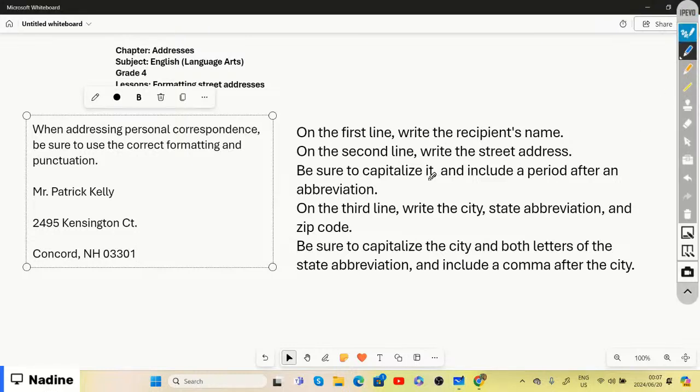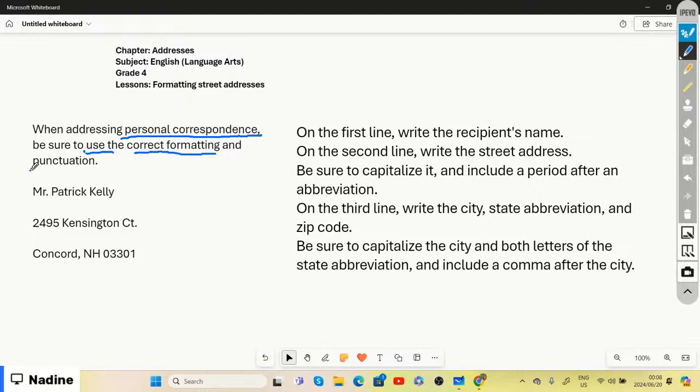All right, so it says when addressing personal correspondence, which means a correspondence between you and another person, like communication in the form of sending letters, then you need to be sure to use the correct formatting as well as the punctuation when it comes to writing a letter, right? And specifically when it comes to your address.